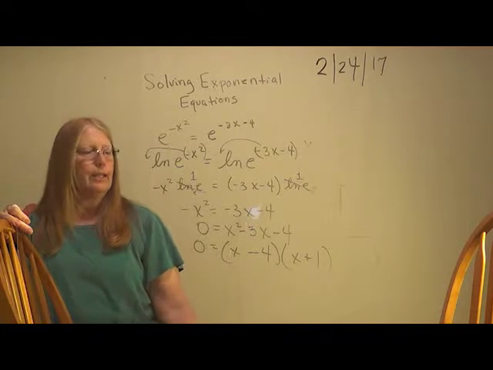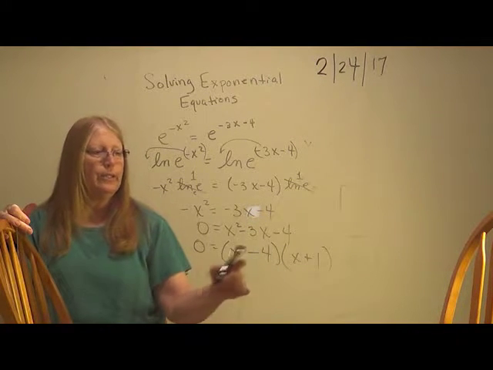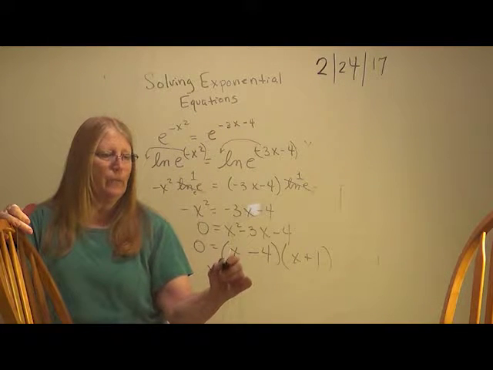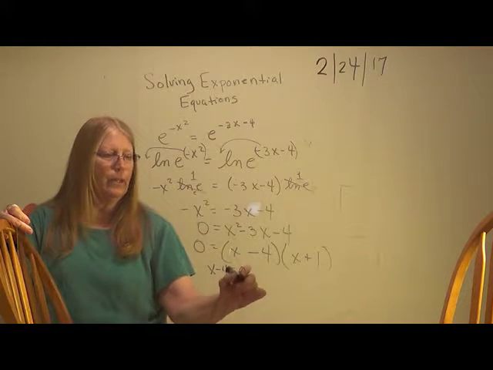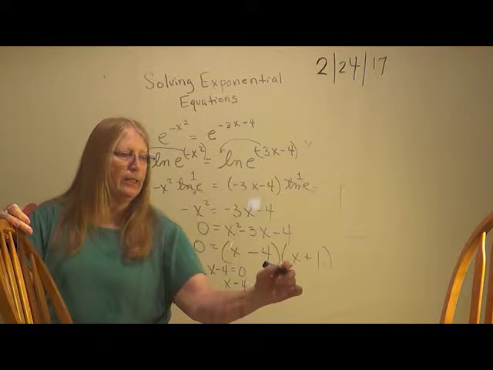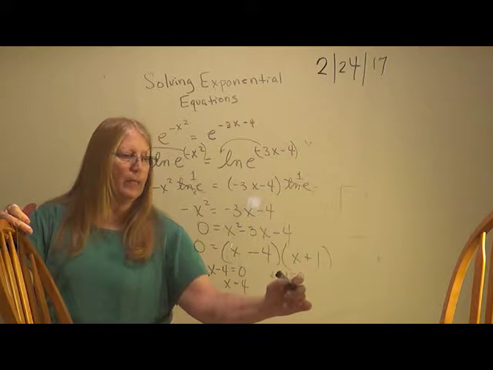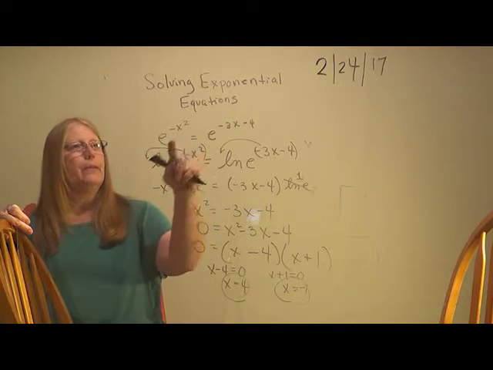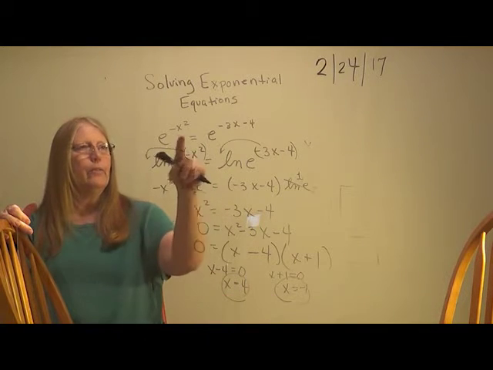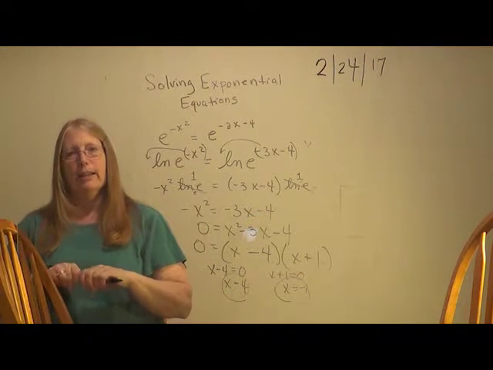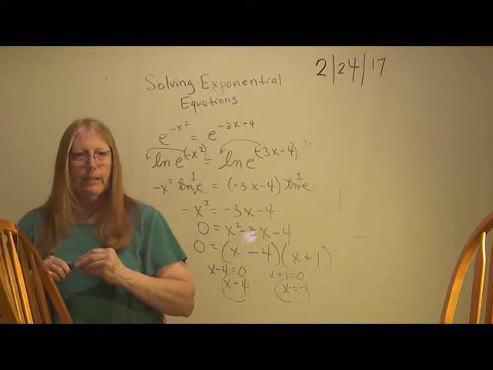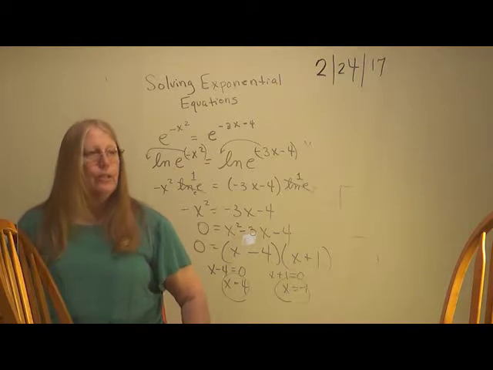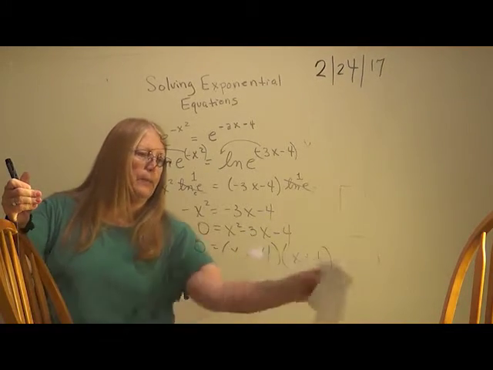Alright, so then we set each of these factors equal to 0, so that the whole thing will equal 0. x minus 4 is 0, x equals 4, and x plus 1 is 0, x equals minus 1. Alright, two answers to this problem. If you put a 4 in up here, and if you put a negative 1 up there, you'll see that they both create true statements.